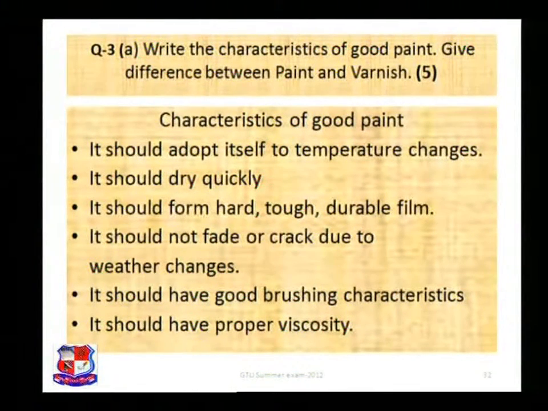It should not fade or crack due to weather changes. It should have good brushing characteristics. It should have proper viscosity. So why proper viscosity? Because it should be very easy to apply on the surface.